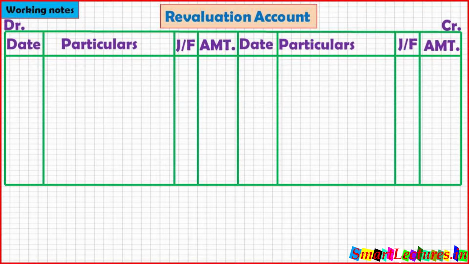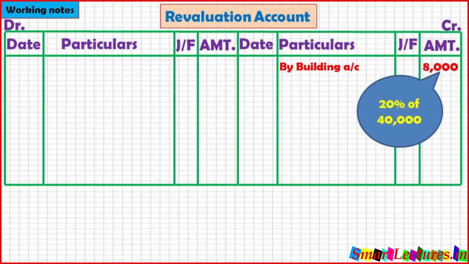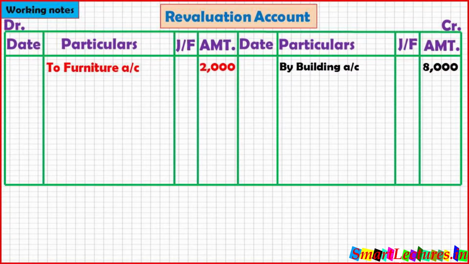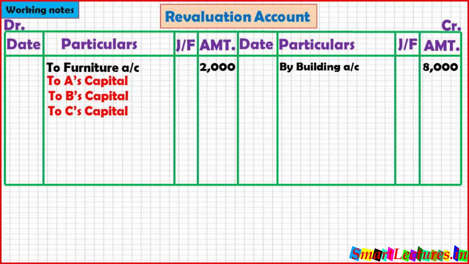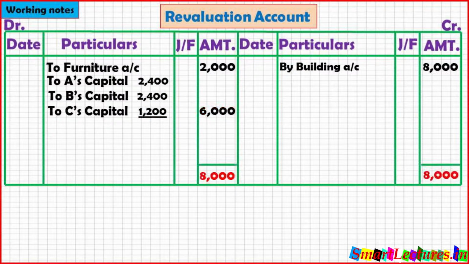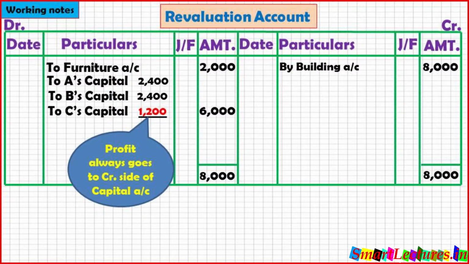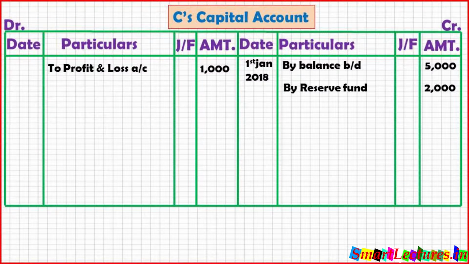So prepare the revaluation account: by building 8,000, that is 20% of 40,000, and then by furniture 2,000, that is 10% of 20,000. So profit transferred to capital accounts A, B, C: 2,400, 2,400 and 1,200, and in the outer column 6,000 rupees. Total on both sides 8,000 rupees. So C's share is 1,200. This is the profit. You know, profit always goes to the credit of the capital account. So in the capital account, on the credit side, by revaluation account 1,200.